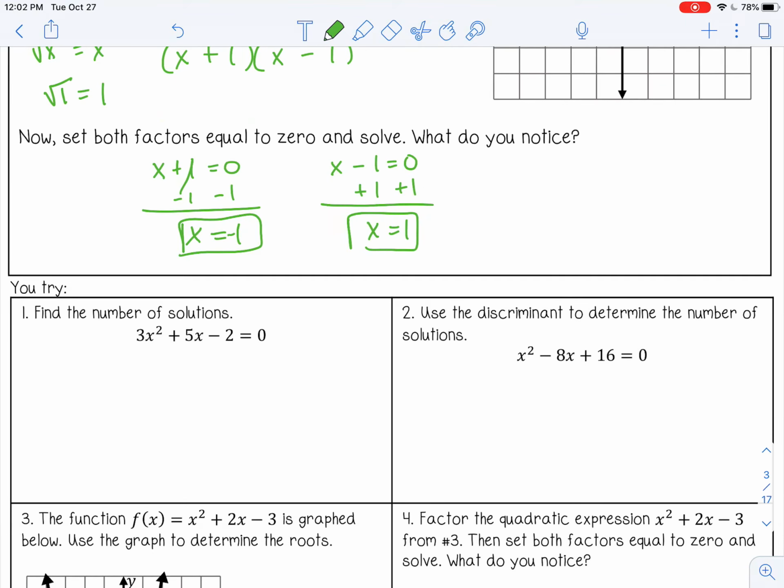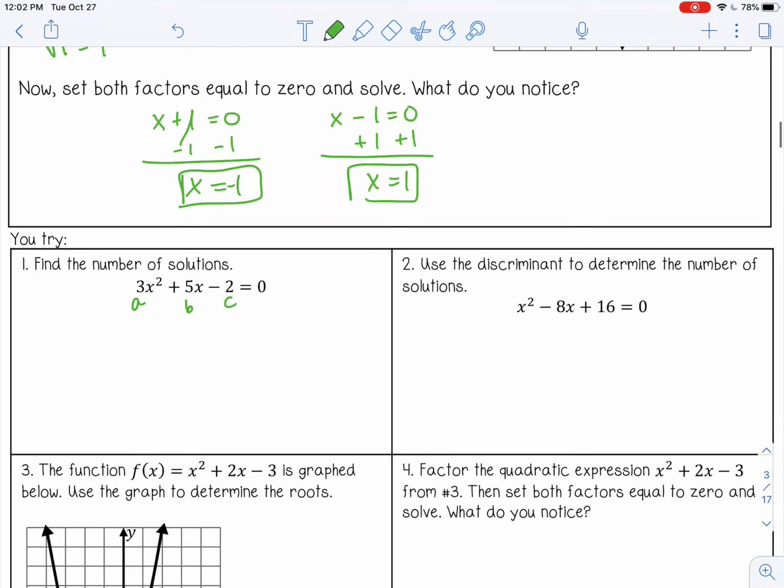Number 1, find the number of solutions. So we're going to use the discriminant, a, b, and c. So let's see, 5 squared minus 4, 3, negative 2. That's 25. And then plus 24, that's 49. So we have a positive number. That means 2 real solutions.